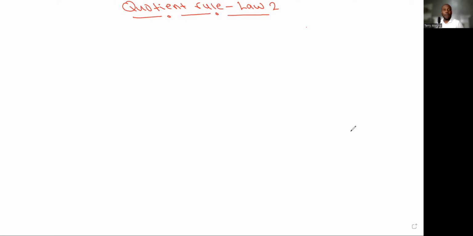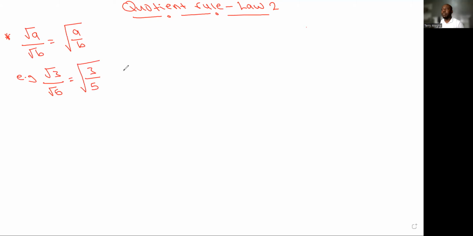In the previous video, I talked about some concepts, where I said root A divided by root B is the same thing as saying root A over B. For instance, root 3 divided by root 5 is the same thing as root 3 over 5. Or root 7 divided by root 3 is the same thing as root 7 over 3. So basically that is the rule.